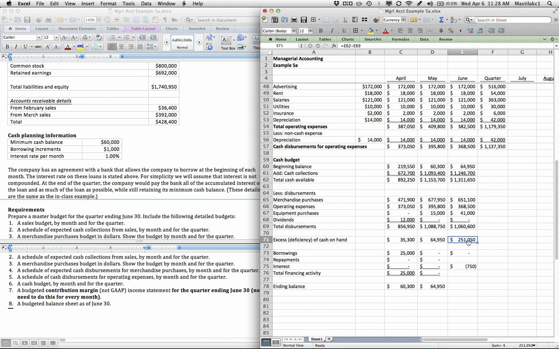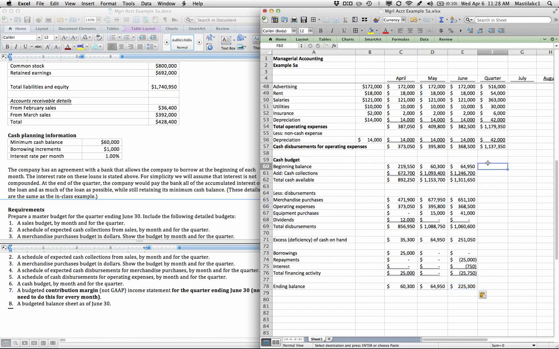After paying the interest, we still have plenty of cash left over to pay back the entirety of the loan. So we'll be able to do that. And so our total financing activity is an outflow of $25,750. And we're going to end the quarter with the month of June and the quarter with $225,300 of cash.